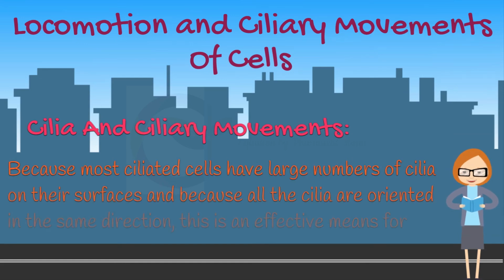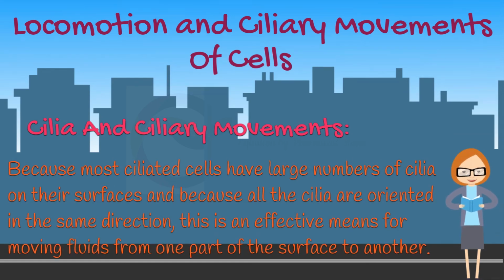Because most ciliated cells have large numbers of cilia on their surfaces, and because all the cilia are oriented in the same direction, this is an effective means for moving fluids from one part of the surface to another.